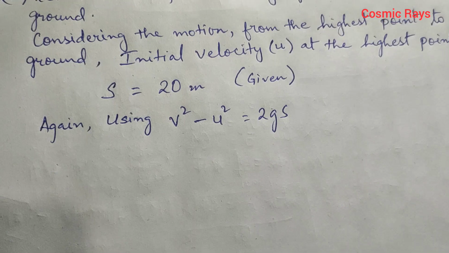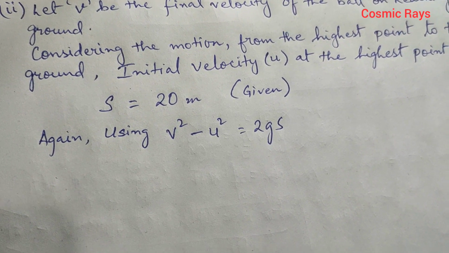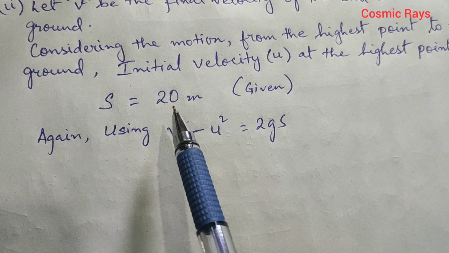Now for the second part of question number 11, we assume that v is the final velocity of the ball when it reaches the ground. Now we will be considering the motion from the highest point to the ground. At the highest point the velocity was 0, so in this case our initial velocity will be 0, and we will be calculating the final velocity. So here we have written the given things. Also the distance s is given to be equal to 20 meters.